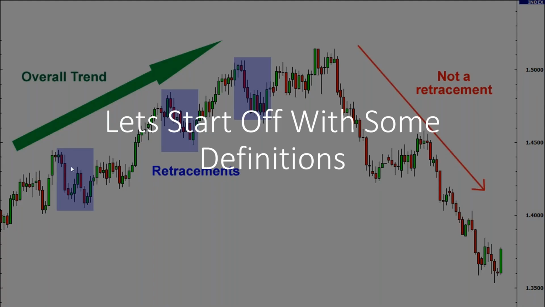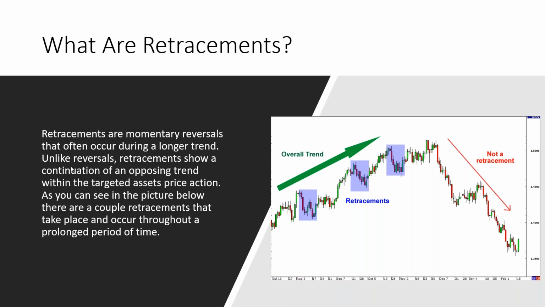So let's start off with a couple definitions. A retracement is a momentary reversal that occurs during a longer trend. Unlike reversals, retracements show a continuation of an opposing trend within a targeted asset's price action. In other words, we have an uptrend and it is moving opposed to that trend, but only for a short period. So we're making the push and the ease, the push, the ease, the push, the ease.